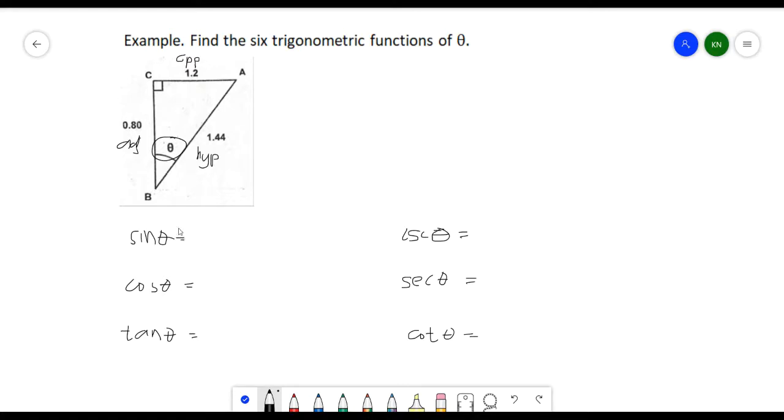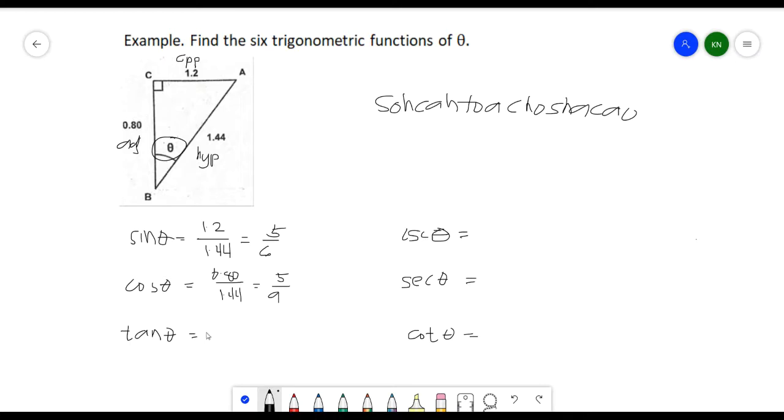So sine again is opposite over hypotenuse, and our opposite is 1.2 over our hypotenuse is 1.44. And again we have the so, ka, to, wa, cho, sha, cow. So we have the cos as adjacent over hypotenuse, so we have 0.80 over hypotenuse, which is 1.44. So let's try to calculate this one. 1.2 divided by 1.44, that is equivalent to 5 over 6. So we have 5 over 6 is our sine theta. And for this one, we have 0.80 divided by 1.44, that is equivalent to 5 over 9.